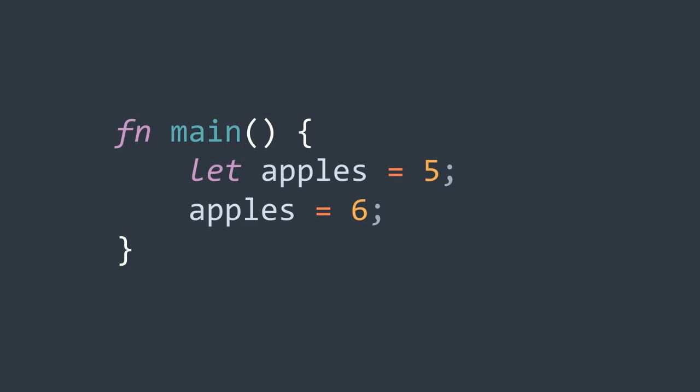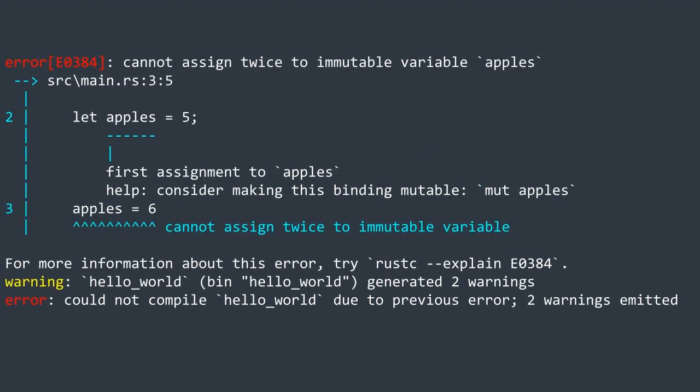But we do not live in an ideal world. Sometimes we need to change the value of a variable. We can't just change the value of apples as long as it is immutable. If we try to do it, that would give us an error. This error, in fact, is our very first example of the Rust compiler's output. Let's break down this information.